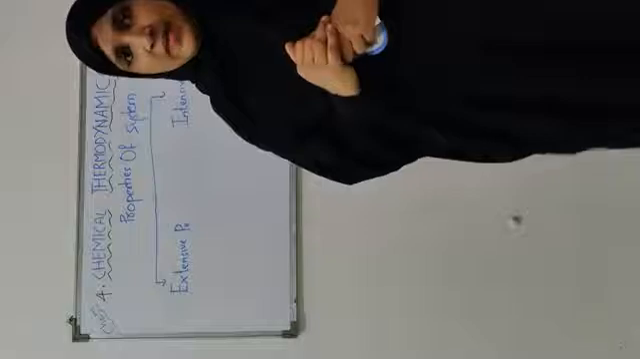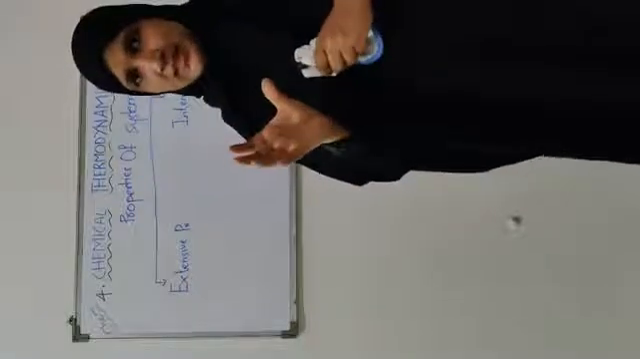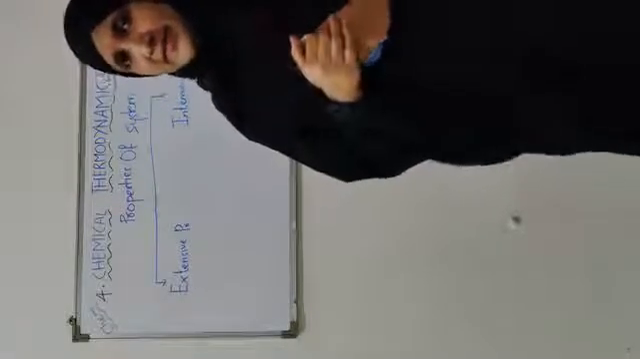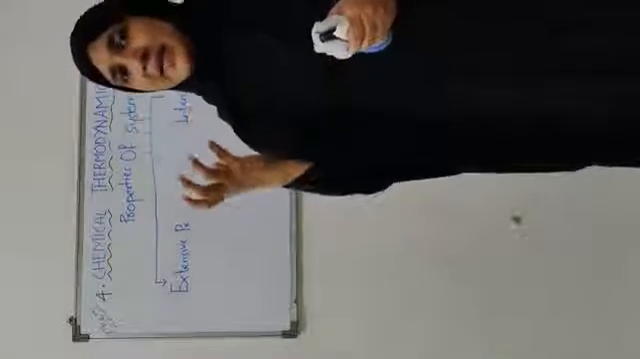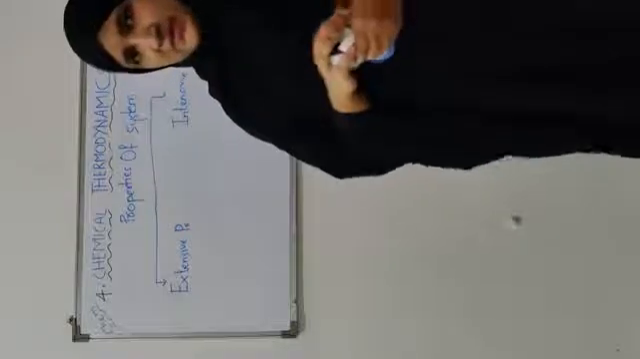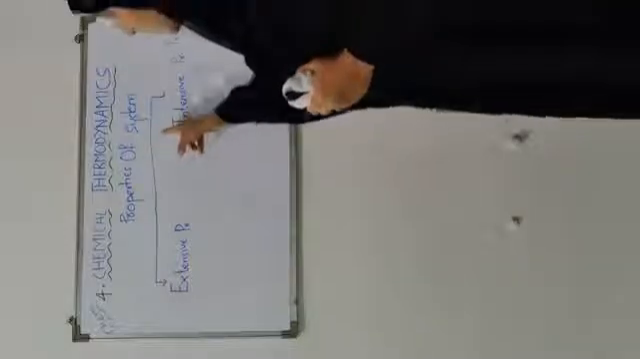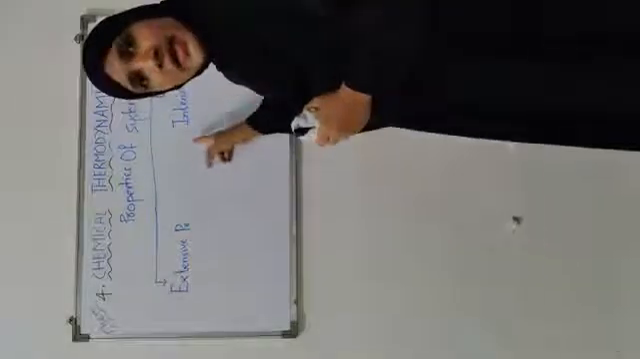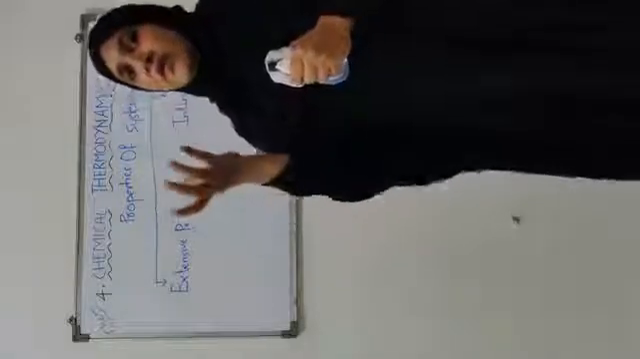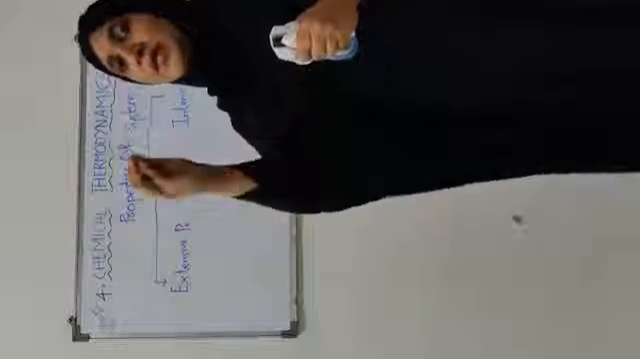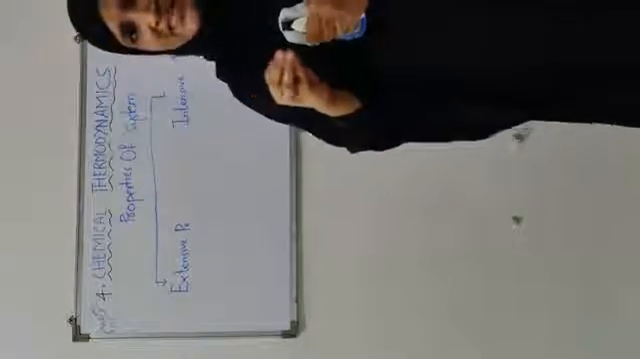Now we will discuss the properties of the system. Look, when we take into consideration a thermodynamic macroscopic system for doing the thermodynamic study, we will select certain properties for describing the initial and final state of the system. Okay, now these properties of the system can be divided into two types, and this division is based on the dependence of property on the amount of matter present in the system.